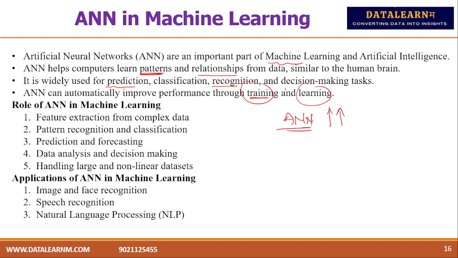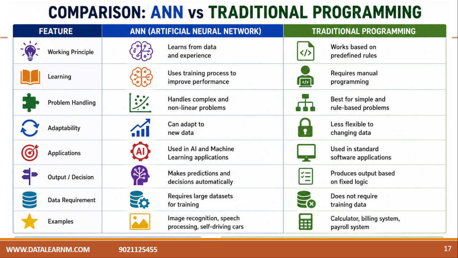Okay, so there are some roles for the ANN like feature extraction from complex data, pattern recognition, classification, prediction and forecasting. Like in time series data, you can find its application. Again, data analysis and decision making, handling large and non-linear data sets, image and face recognition, natural language processing, speech recognition. All these are the applications for ANN.